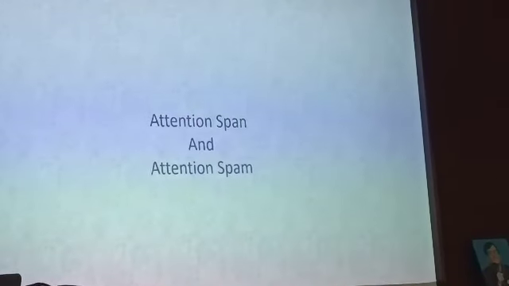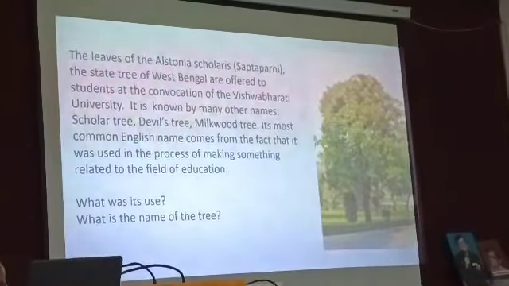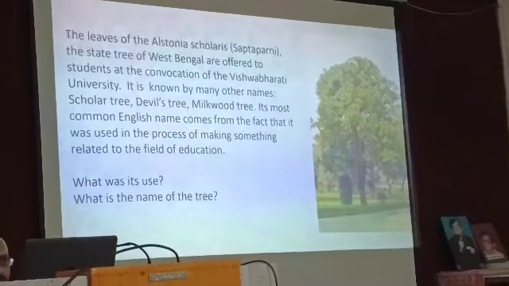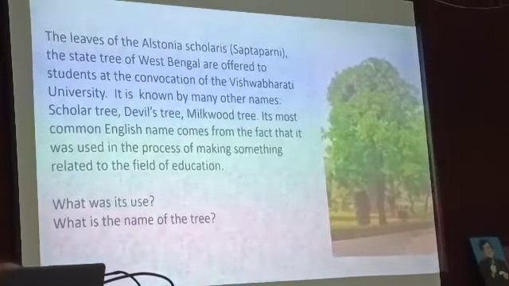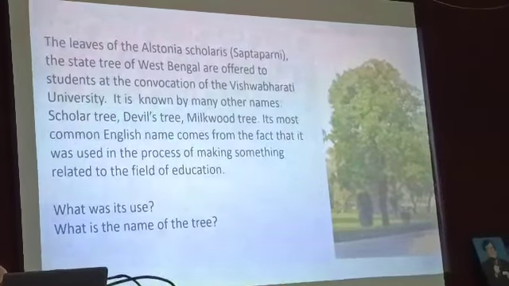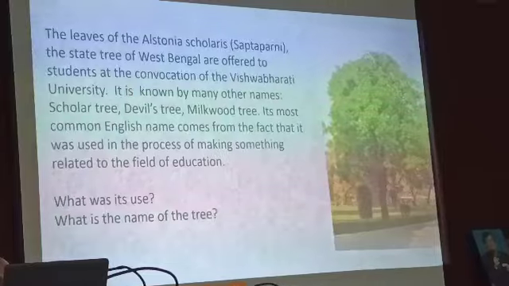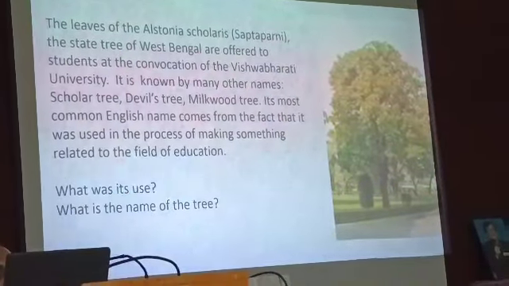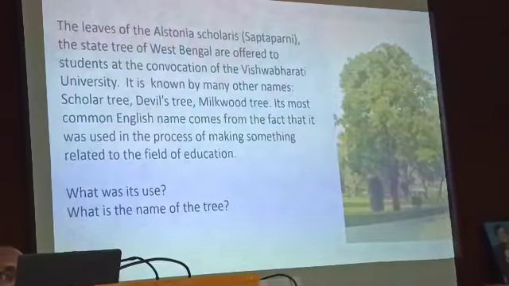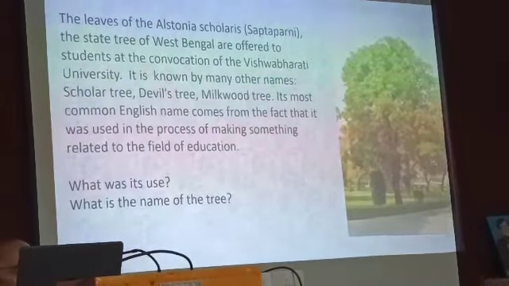Team 3, you are up. The leaves of this Indian tree, Saptaparni, the state tree of West Bengal, are offered to the students at the convocation of Visva-Bharati. Now it is known by many names: scholar tree, Devil's tree, Maywood tree, all that. But its most common English name comes from the fact that it was used in the process of making something related to the field of education. So what was its use and what is the name of the tree?